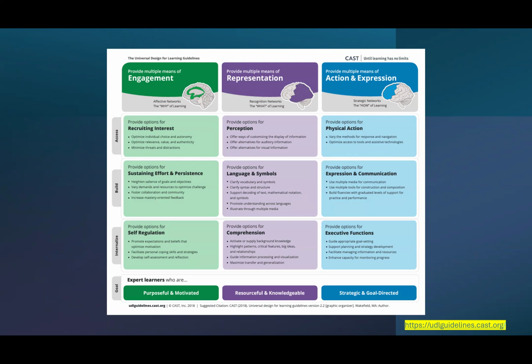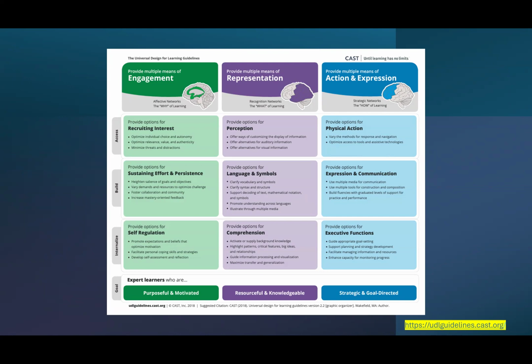Right? So now, the specific actions are these: provide options for recruiting interest, and there are three buttons there: optimize individual choice, optimize relevance, value, and authenticity, and minimize threats and distractions. There's another one, providing options for sustaining effort and persistence, and so on and so forth. And lastly, providing options for self-regulation, which means promoting expectations and beliefs that optimize motivation, and so on and so forth. You can read this yourselves. Okay? But I will ask you about this. So I invite you to read and go to the exact source. This is a clickable link. I will give this link to you in our group chat. Be sure to check this out. Okay? Be sure to read all of the framework.